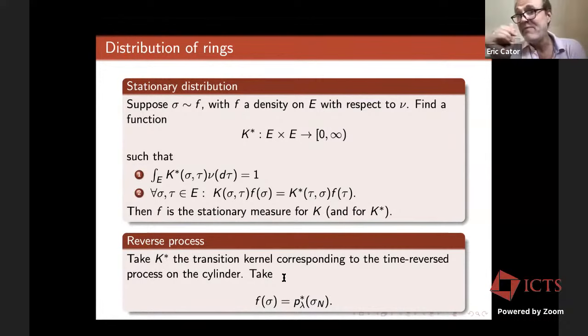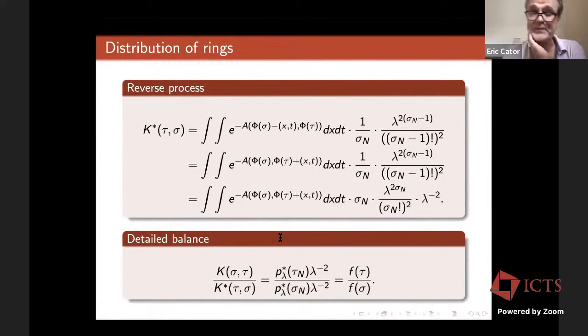Okay. And my guess for f, of course, is, well, I already said it. What I will take is I will just take p star of lambda at sigma n. So I make sure that the probability that you find n minima equals this size biased squared Poisson distribution, this p star. That's what I do by taking f sigma equal to this. Okay, all I have to do now is choose k star.